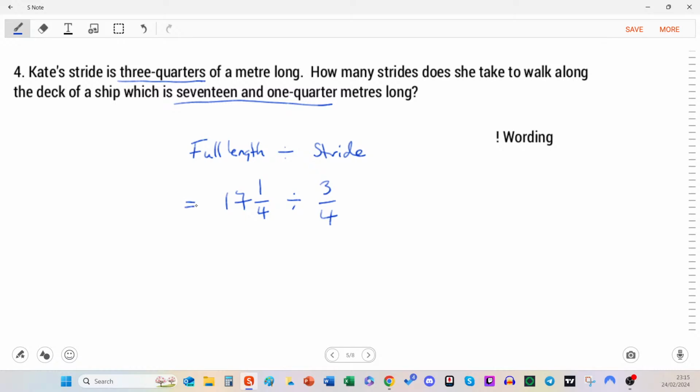So clearly here the thing to be able to do is division of fractions. And we're going to convert it first. We've got 17 times 4 plus 1, which we get 69 over 4, divided by 3/4. Now, nobody wants to do dividing fractions. That's why we rely on a very beautiful part of mathematics called the reciprocal.